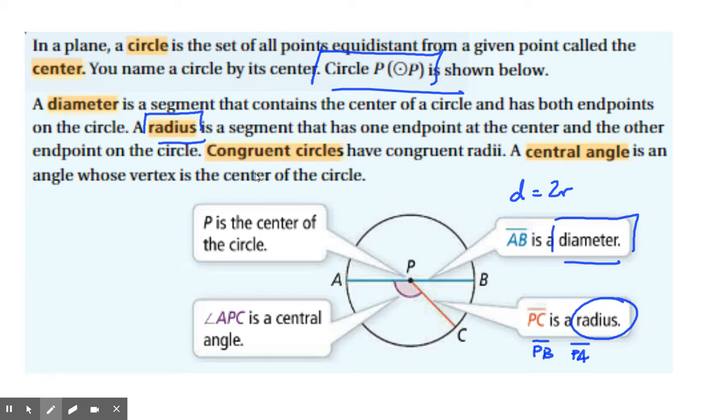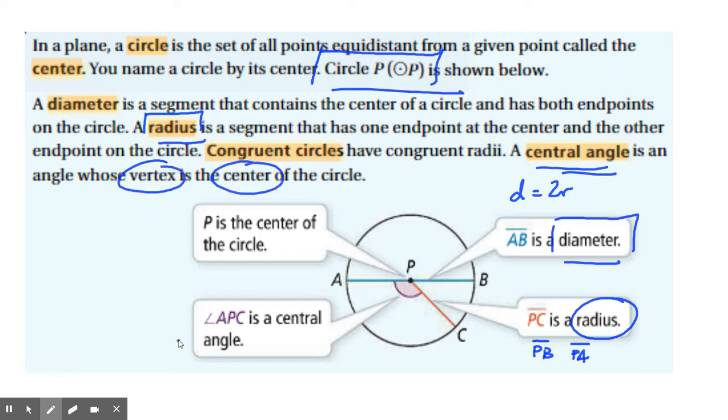Two circles are going to be congruent if they have congruent radii. The radius is the sole determiner of a circle. So if two circles have two radii that are exactly the same, then those circles are going to be congruent as well. And then a central angle is an angle whose vertex is the center of the circle.